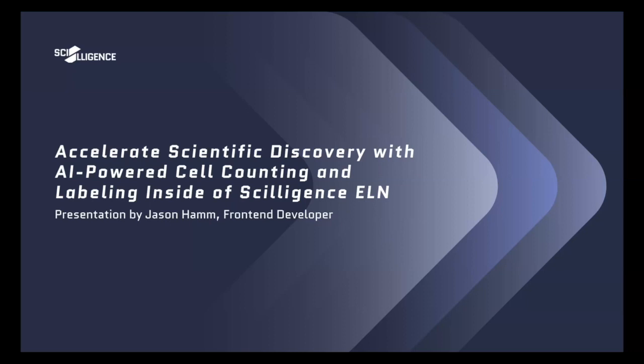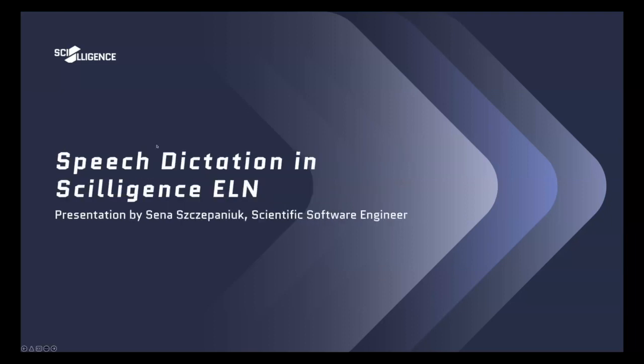So as a brief summary for the presentation, to assist scientific discovery in the new era of AI and machine learning, Scilligence has begun developing a new tool for biologists to automatically count and label cells within the Scilligence ELN by simply uploading an image of a cell inside of a cell slide. So in this presentation, Jason will be describing using an advanced object recognition technique. Cells are detected and identified in a matter of seconds. So with that, Jason, you can share.